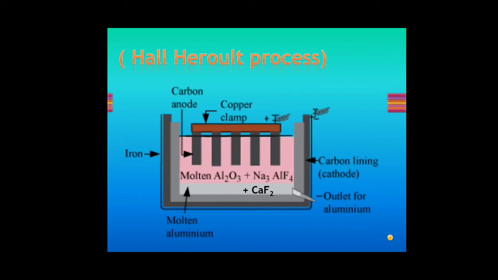The carbon rods, which you can see inserted in the solution shown in a pinkish color, are the anode rods, and we have the tank which has a carbon lining which acts as a cathode. So both the anode and the cathode are made up of carbon. The anode is carbon rods, whereas the cathode is the carbon lining of the rectangular tank. There is an outlet for aluminium. Once the process of electrolysis takes place, pure aluminium will be attracted to the cathode, which is the base of the tank and also the sides of the tank. So aluminium will settle to the bottom of the tank, and hence an outlet for pure aluminium to come out is made over here.